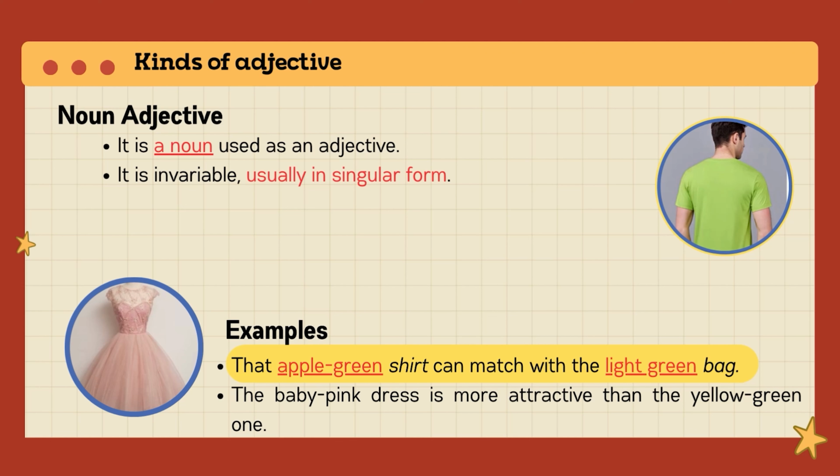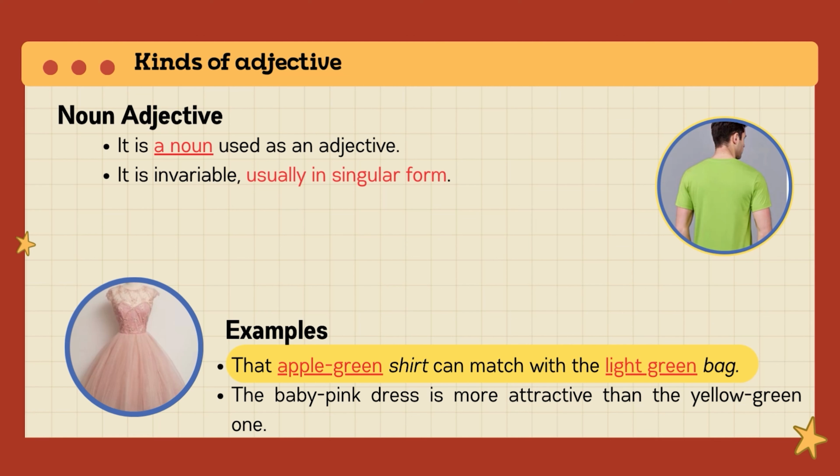In the word apple green, the noun that acts as an adjective is the apple. It is in a singular form. You cannot read it as apples green, right? Same goes with light green. You cannot read it as lights green. The correct form is apple green, singular form.